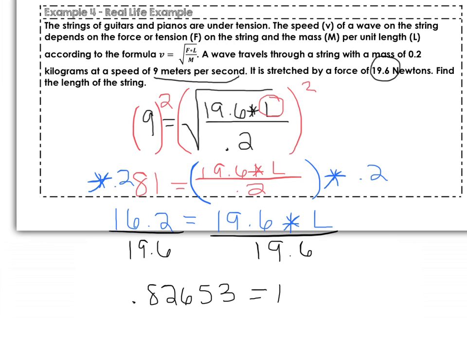0.82653. Okay? Now I want you to be super cautious. If I asked you to round, let's say I have you round to the nearest hundredth. Hundredths is our second decimal place. So rounded to the nearest hundredth, we would have 0.83.